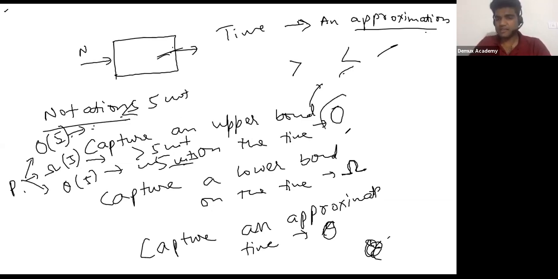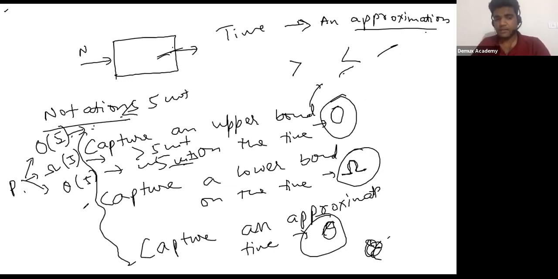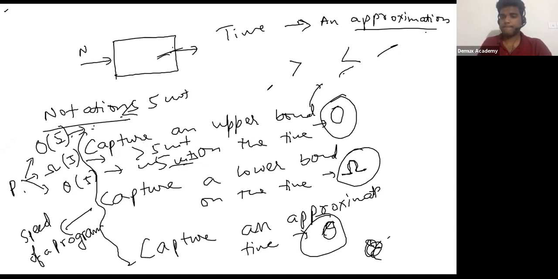Okay, so these are just some tools, some notations that we use to capture the speed of a program. So this is just a mathematical notation that we use to capture the speed of a program. So far, so good. I'm just trying to give you the intuition.